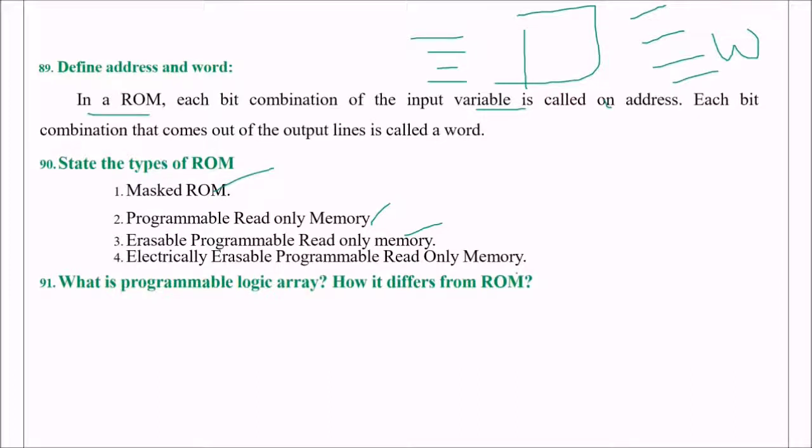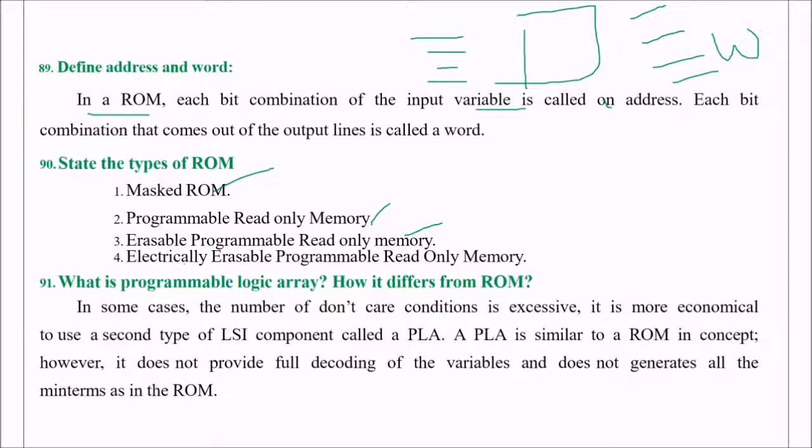What is PLA? How is it different from ROM? PLA means programmable logic array. In some cases, the number of don't care conditions is excessive. So it is more economical to use the second type of LSI component, which is called PLA. PLA is similar to ROM in concept, but it does not provide full decoding of the variables and does not generate all the minterms as in the ROMs.